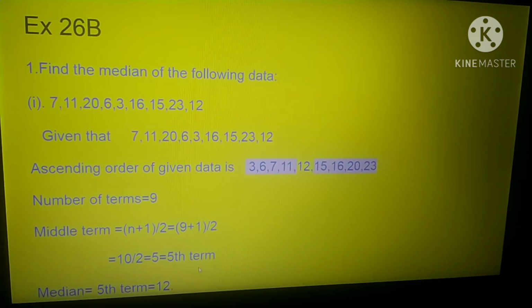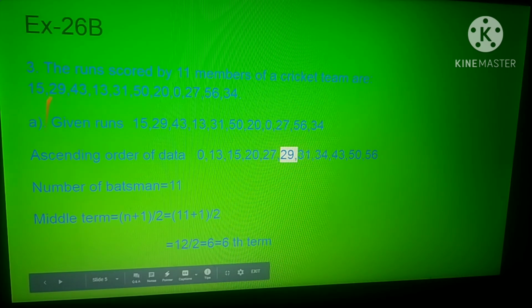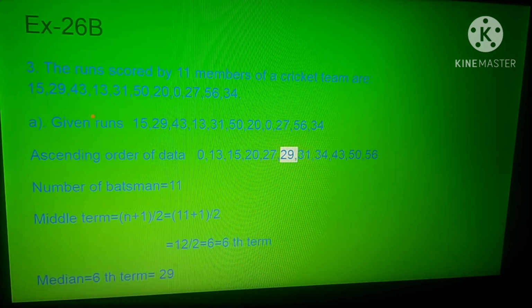So, understood now how to calculate? First, find the ascending order. After that, find the number of terms. After that, do (n plus 1) by 2. Okay, see the next problem here.